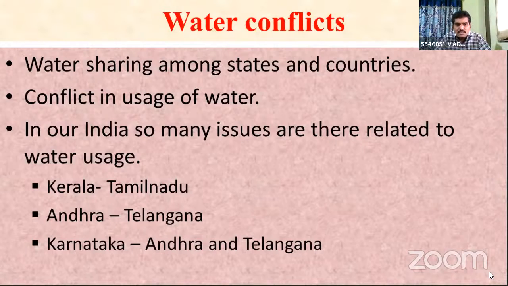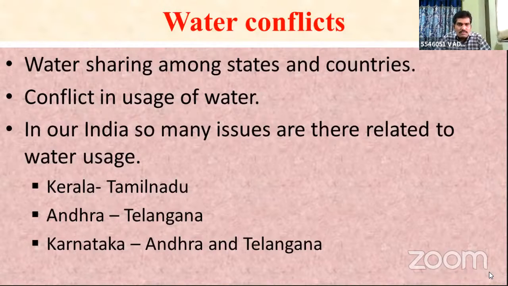Water conflicts are there in our India, particularly between Kerala and Tamil Nadu, Andhra and Telangana, Karnataka, Andhra and Telangana. So these states have water conflicts when they are using river water. So water sharing among states and countries. The rivers cannot stay in a place. The river is a flow. The river water flows downward.